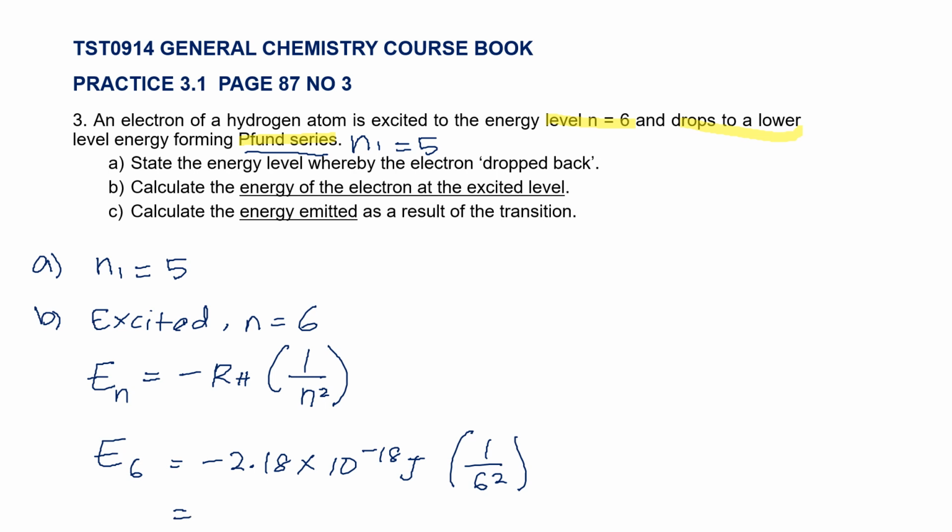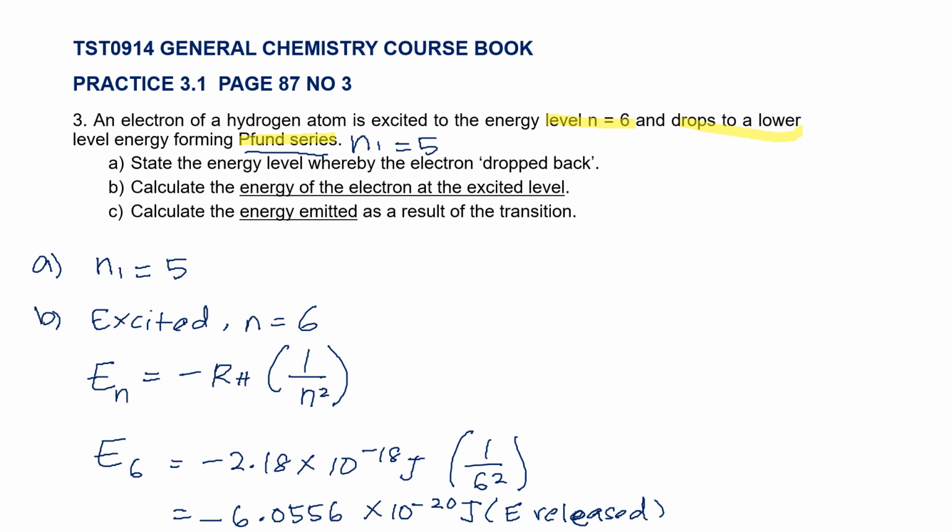So you will get the answer. The answer is negative 6.0556 times 10 to the power of negative 20 joules. The negative sign in front of the energy value here means the energy is released. Okay, so that's for B.